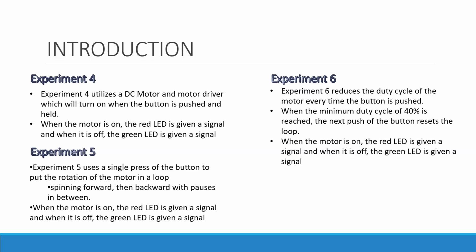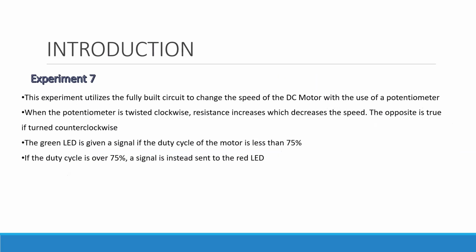Experiment 6 reduces the duty cycle of the motor with each button press. Lastly, Experiment 7 will change the speed of the motor using a potentiometer. The green LED will always be on unless the duty cycle surpasses 75%, in which case the red LED will turn on.